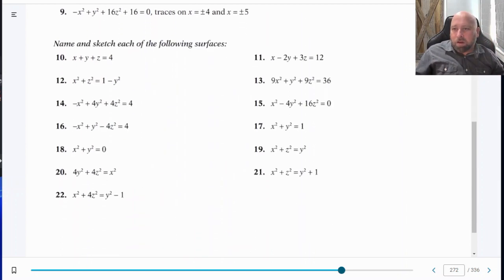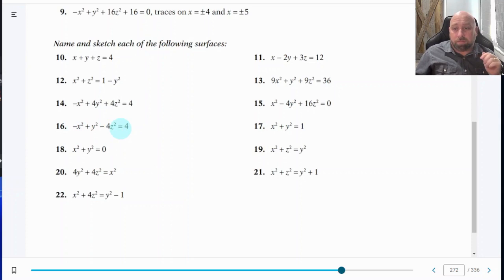All right, so let's do number 16 down here. We need to name and sketch each of the following surfaces. Notice it's saying sketch. It does not say to graph. You do not have to graph these. You have to sketch these. Now, I would sketch them on graph paper, but it doesn't have to be perfect. So just name it and sketch it. So number 16 is negative x squared plus y squared minus 4z squared equals 4. Let's do that one.